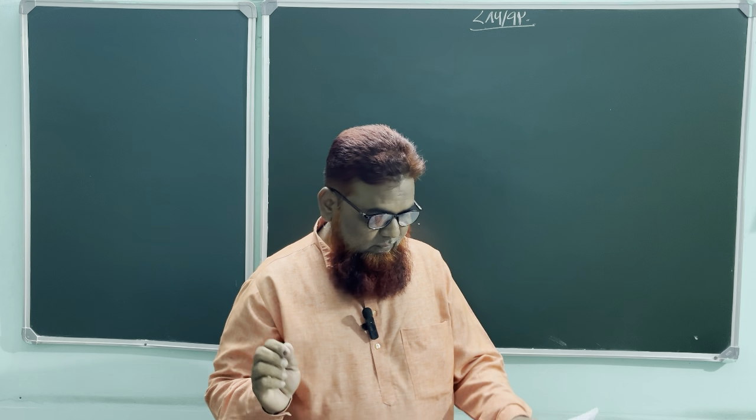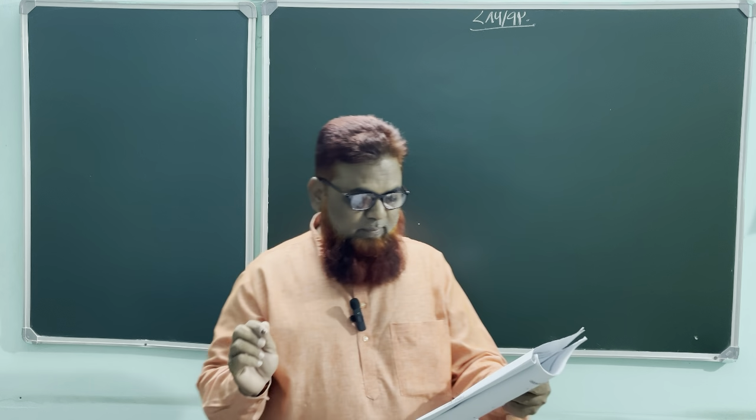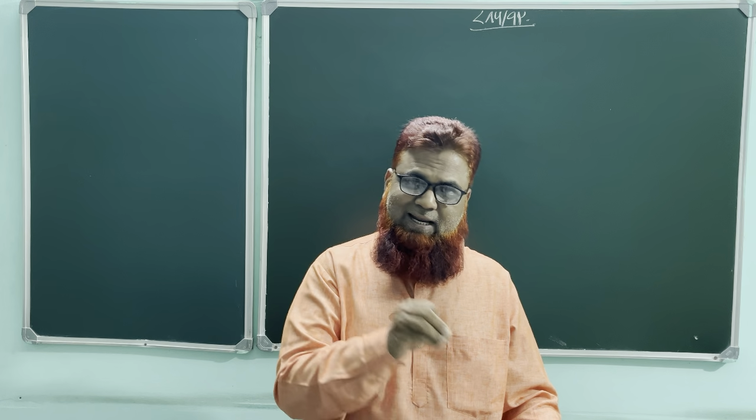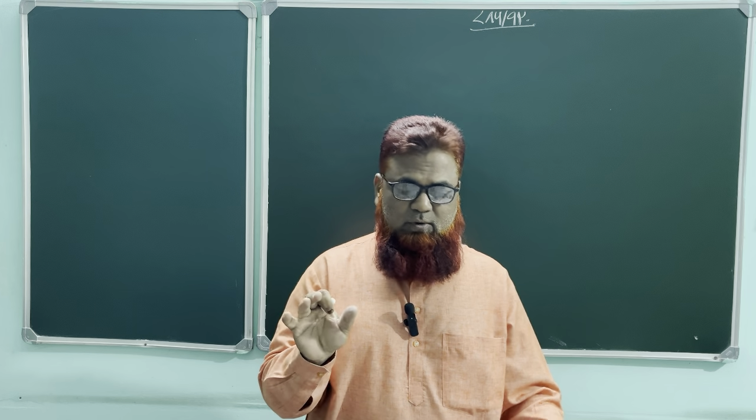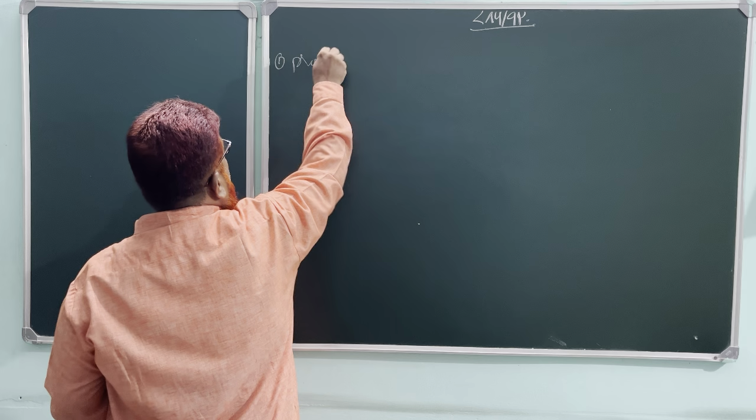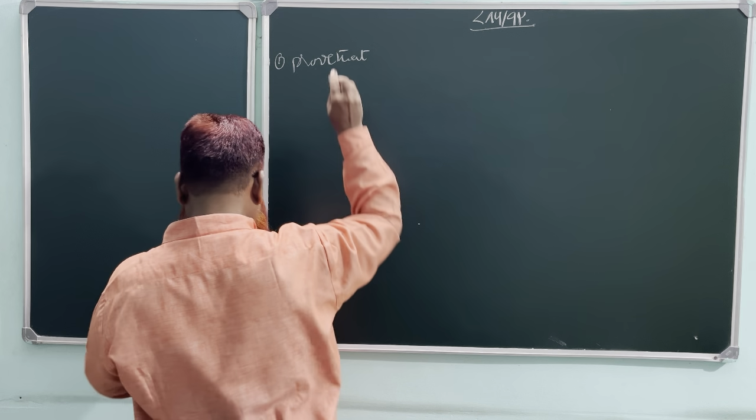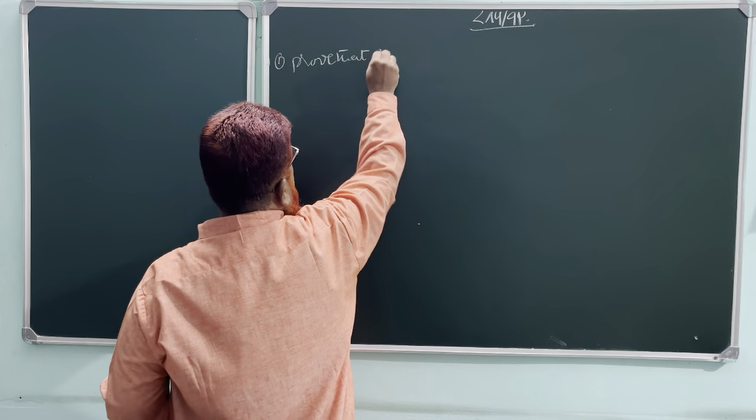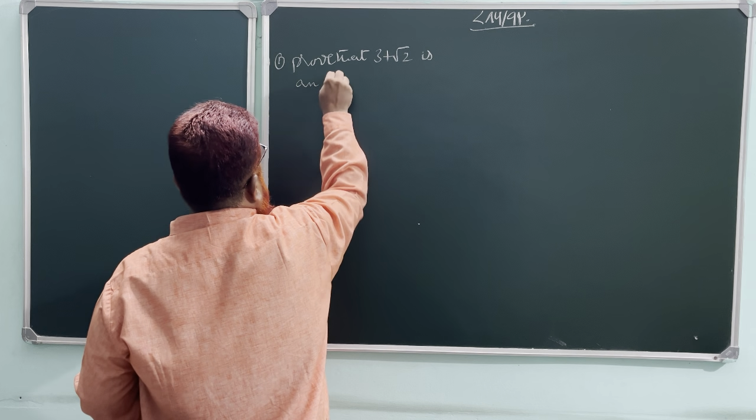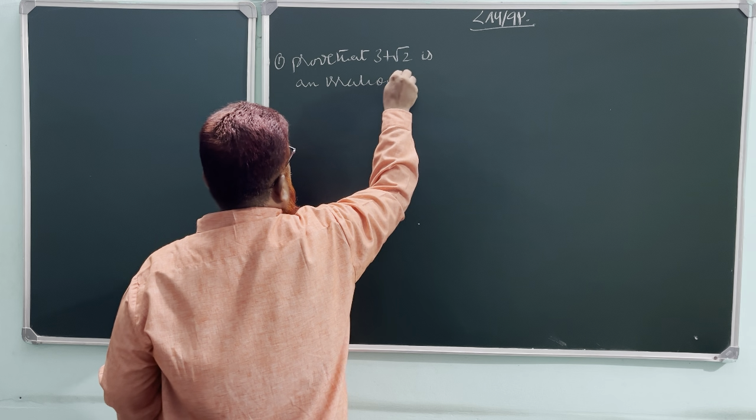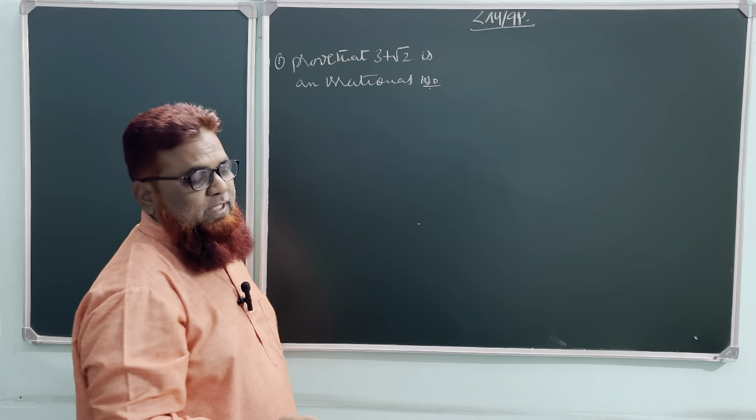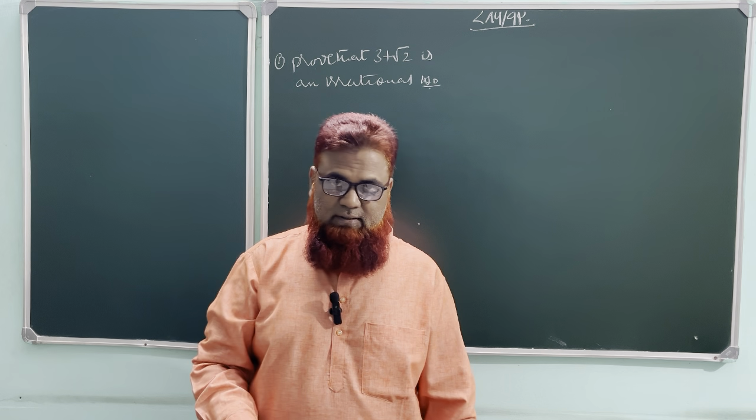The first one is: prove that 3 plus root 2 is an irrational number. You know that this problem is taken from the chapter Real Numbers. Actually we have to prove that 3 plus root 2 is an irrational number.